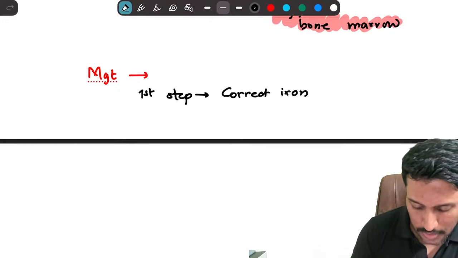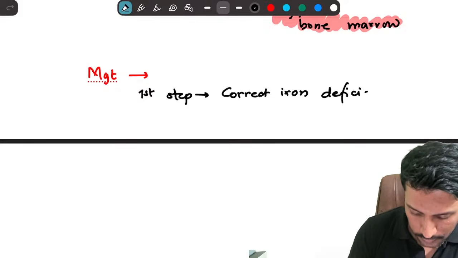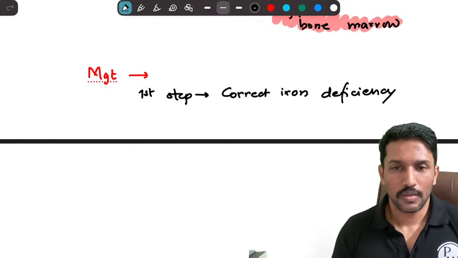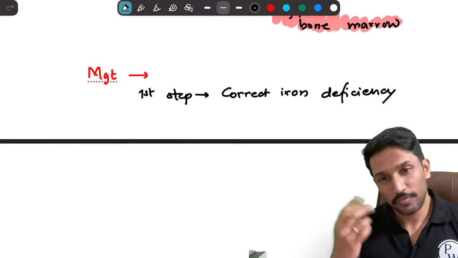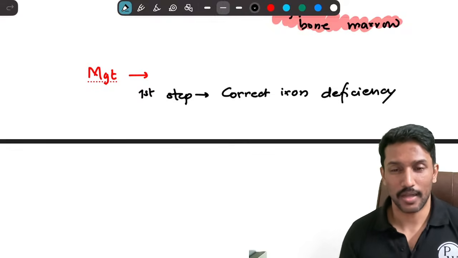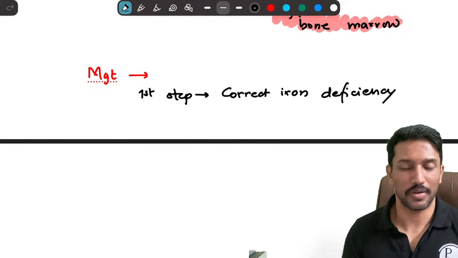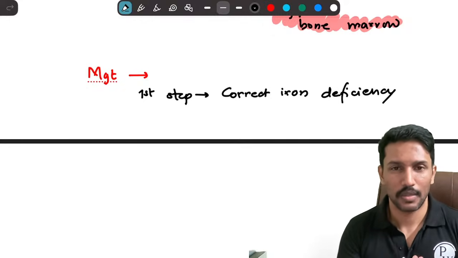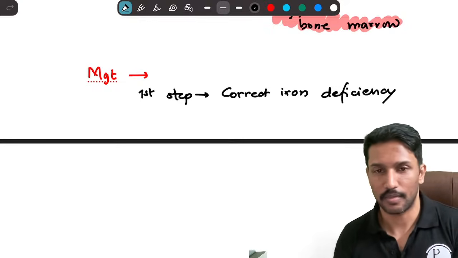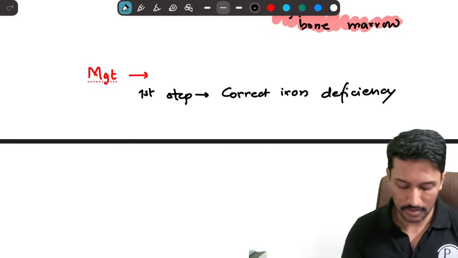And because most patients of anemia in CKD may not tolerate the oral form of iron well, because they already have uremia, so they will have nausea, vomiting, and if you give them iron supplementation, you will worsen their nausea, vomiting, and you will literally make their life hell. Majority of them will require parenteral iron therapy. So first step is correct iron deficiency.